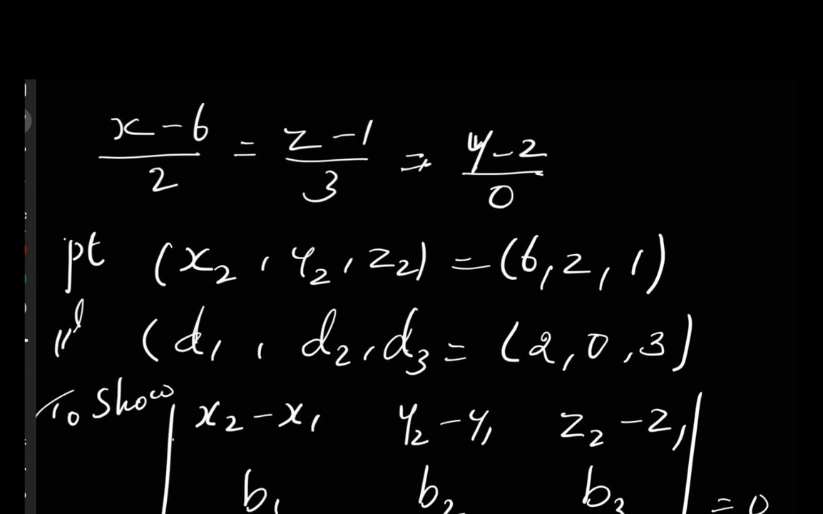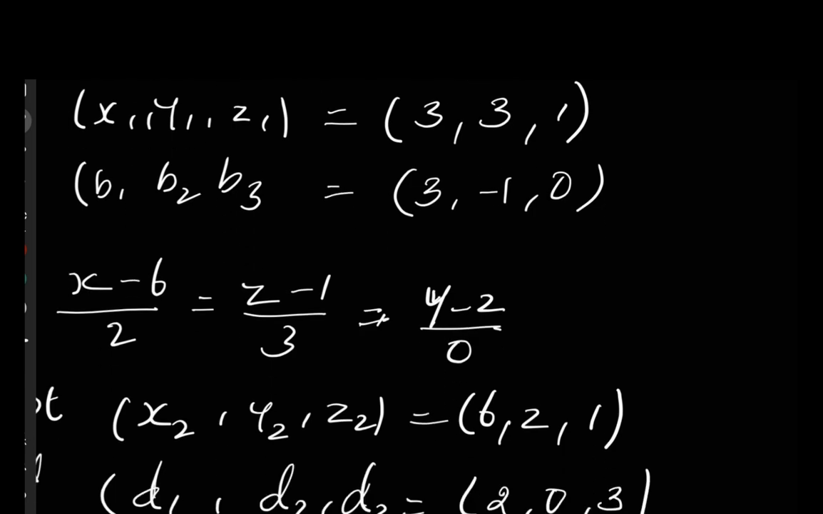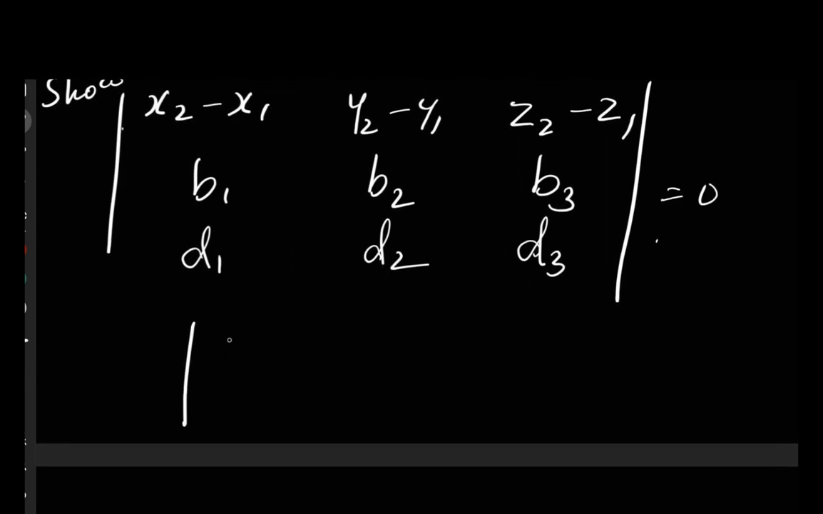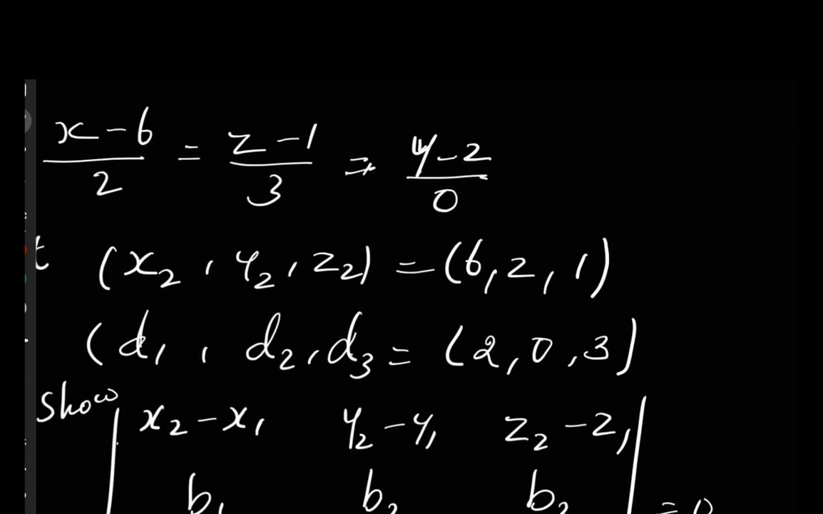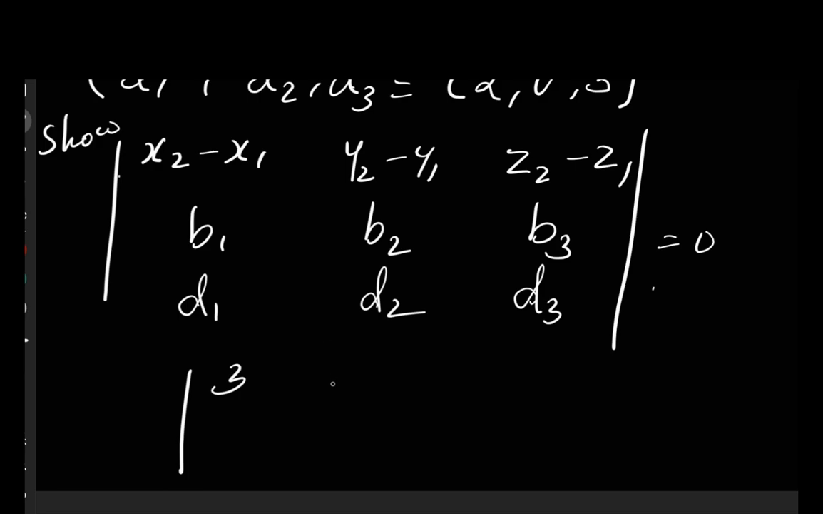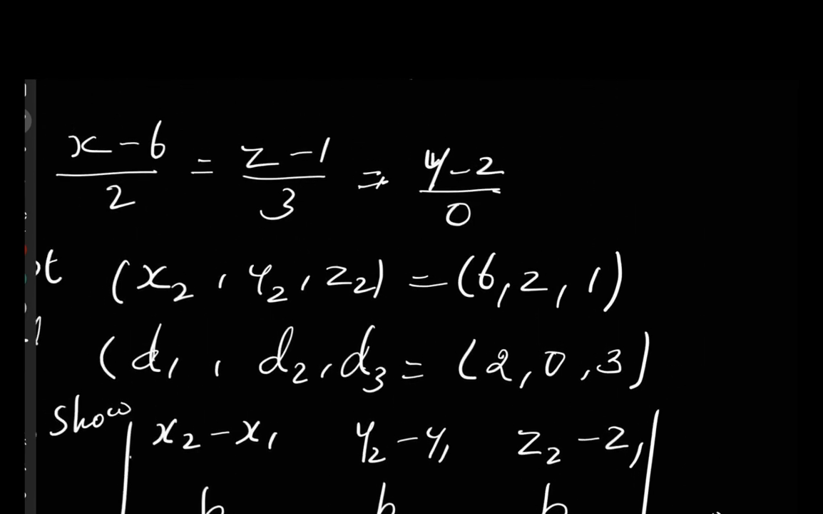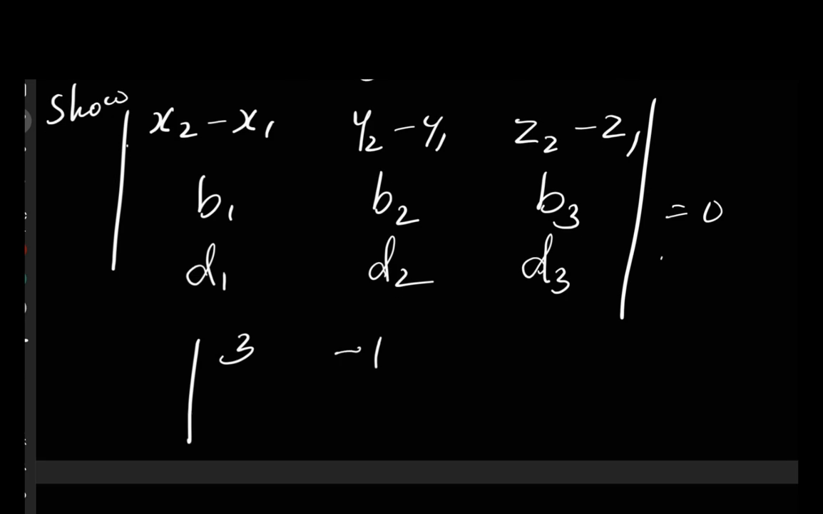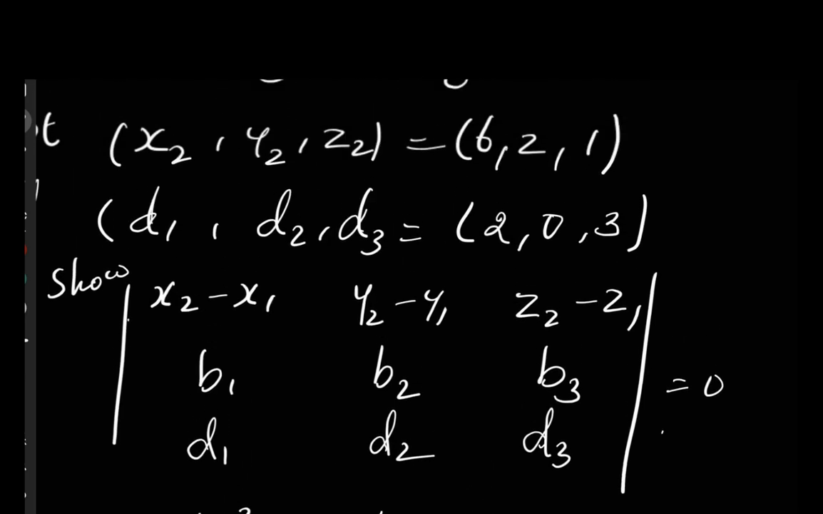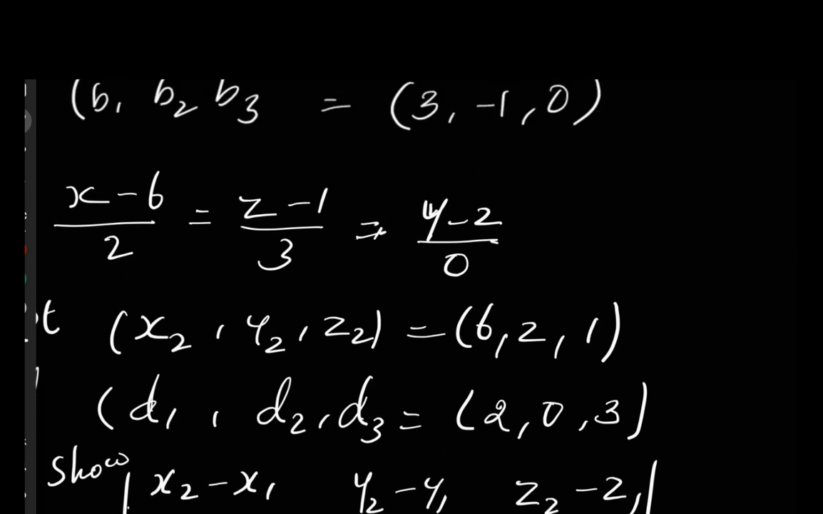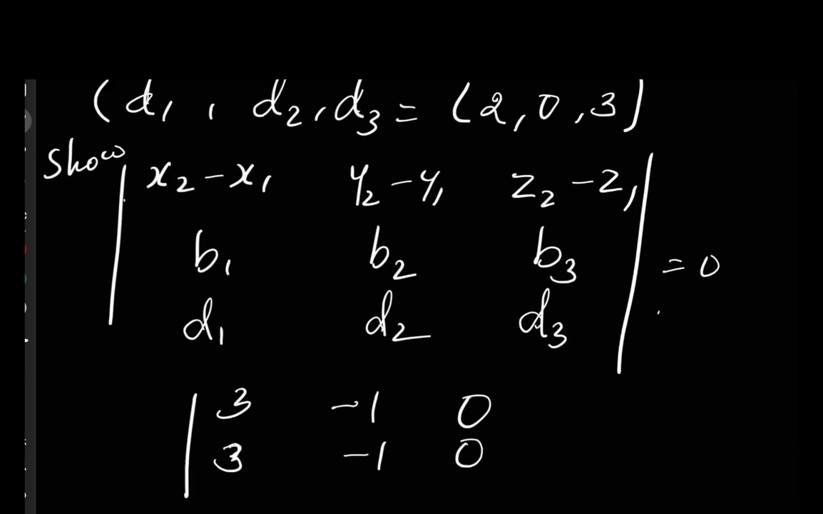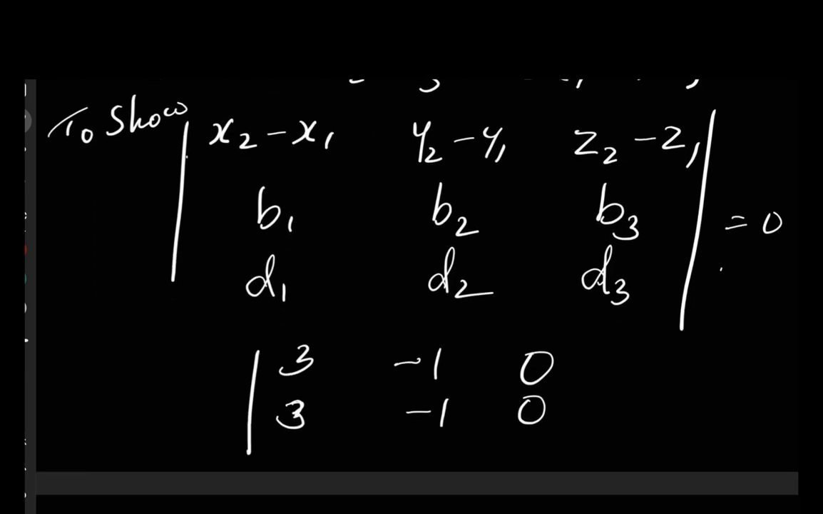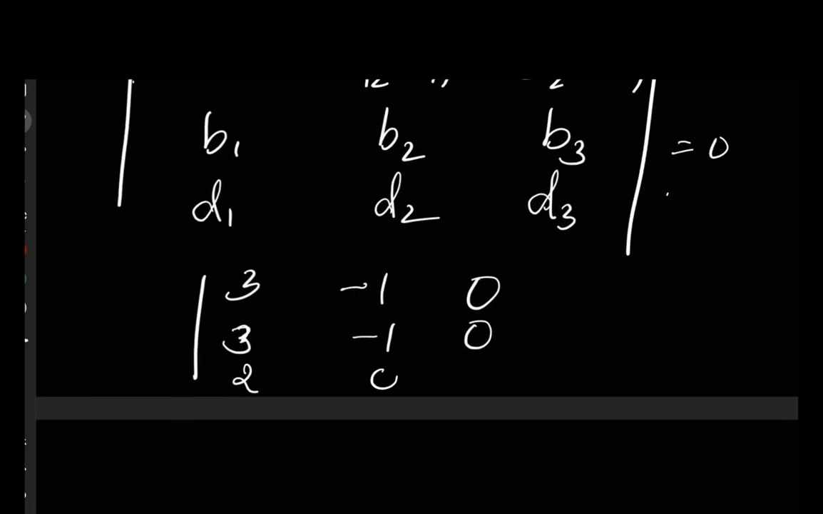So take x2 minus x1: 6 minus 3 is 3. Then 2 minus 3 is minus 1. Then z2 is 1 and z1 is also 1, so 0. Then b1, b2, b3 is 3, minus 1, 0. What about d1, d2, d3? 2, 0, 3.